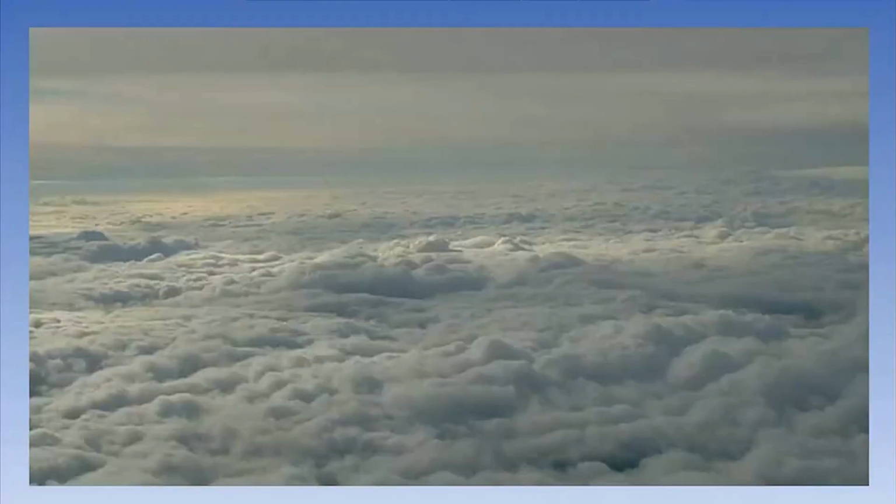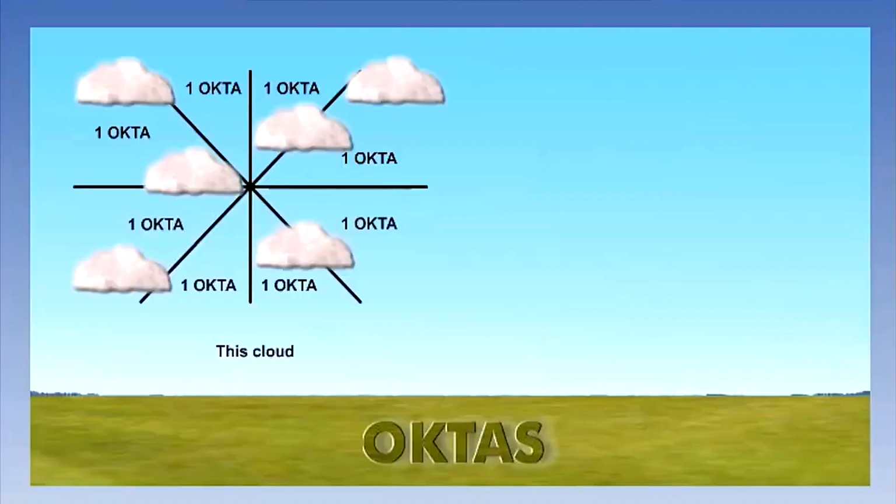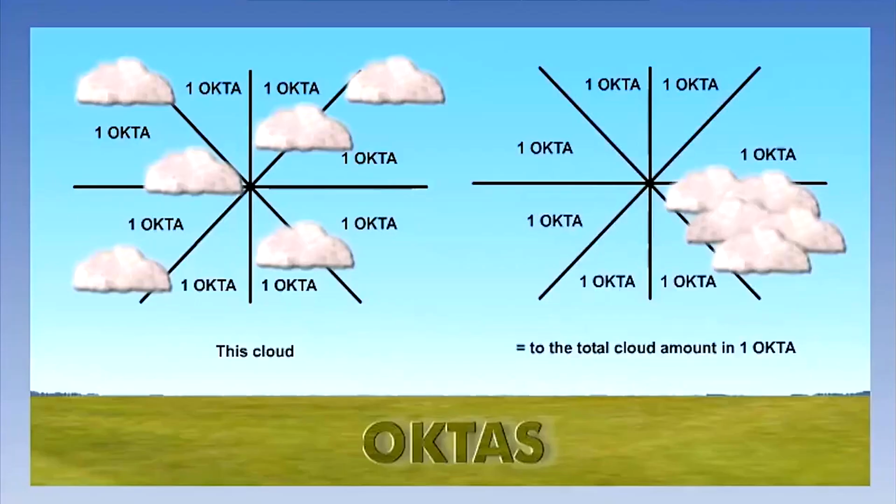Cloud amount is measured in oktas, or eighths of the sky. Imagine the whole sky is divided into 8. The number of eighths of coverage is given for each cloud layer.